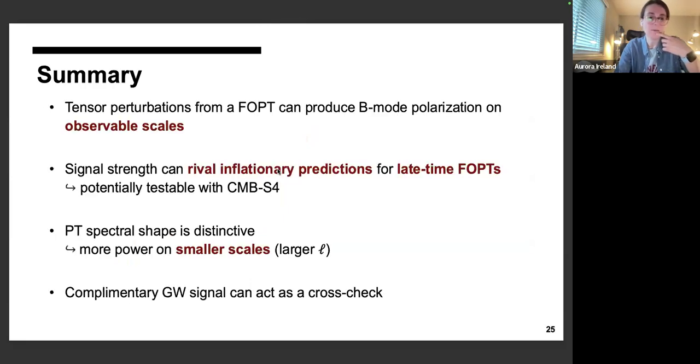Okay, in the last minute here, I just want to wrap up. In summary, I've shown that tensor perturbations from a first order phase transition can produce B-mode polarization on observable scales if you choose appropriate phase transition parameters. In particular, you're going to need a late time, pretty strong transition. And this could potentially be testable with CMB-S4. Because the spectral shape is distinct for the phase transition, if you make measurements on multiple scales, you can differentiate this from the inflationary scenario. In particular, the phase transition is usually going to have more power on smaller scales if it's happening in the early universe. And then you can also use the gravitational wave signal as a cross-check.